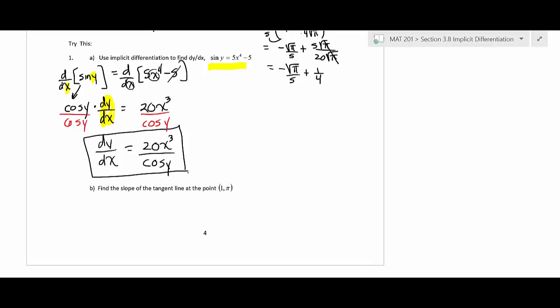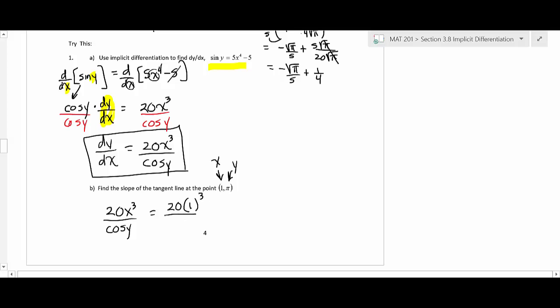Now what we're going to do is, the derivative we know gives the slope of a tangent line at any point on the curve. We just take this derivative, 20x to the third over cosine of y, and we just plug stuff in. That's another nice thing about implicit differentiation. You just plug the variables in, and then we'll get the slope. So x is going to be 1, so that's 20 times 1 to the third. And then we're going to do cosine of pi, and work that out.